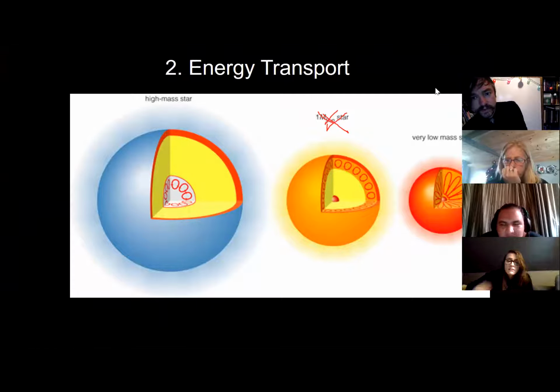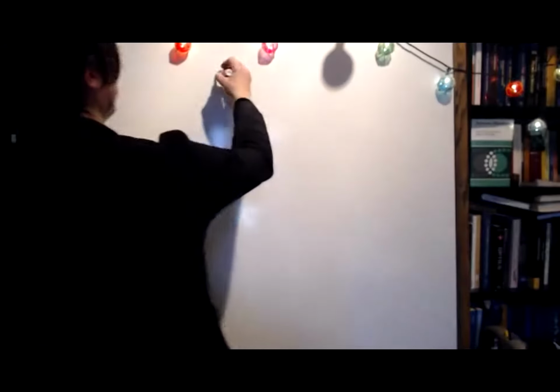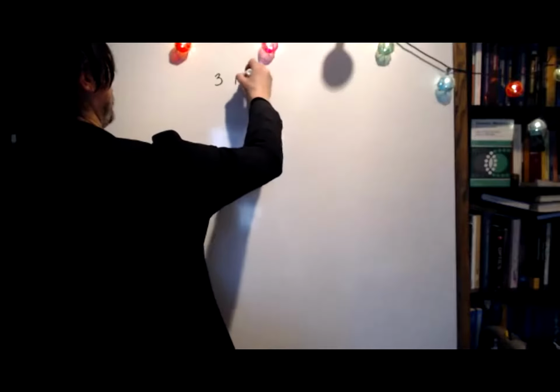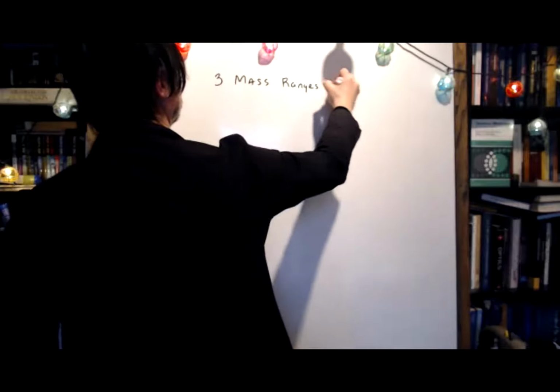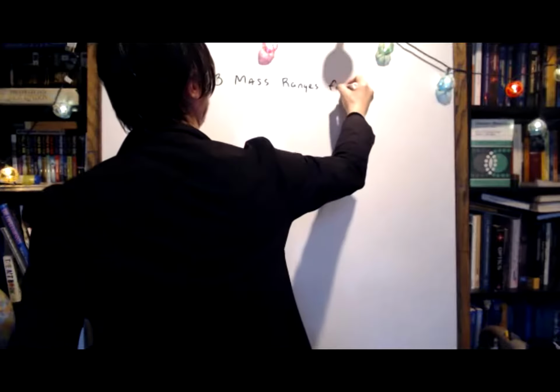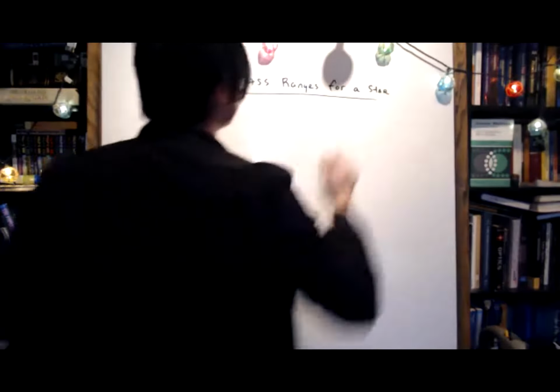today with notes. Today's lecture is on a little more fusion in stars and then a lot about the end state of stars. So there are three sort of mass ranges for a star. And the reason why we have to classify stars into one of three ranges.